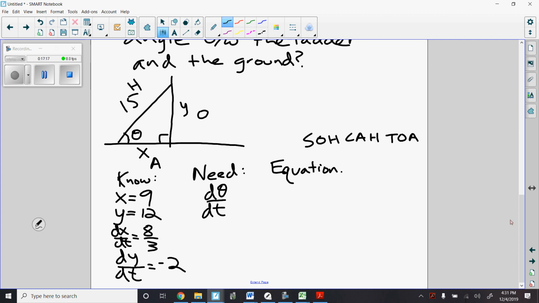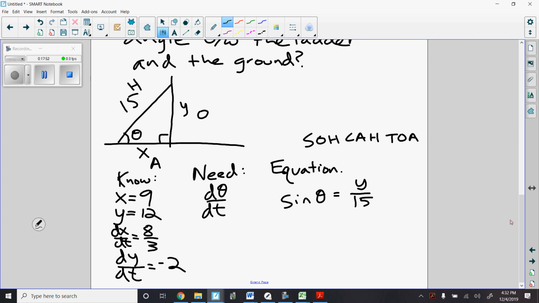Okay? So what I'm going to do is I'm going to write my equation. I'm going to use sine theta equals. So I know sine of theta equals opposite over hypotenuse. So that's y over 15. Because that 15 is a constant, I do not have to use the quotient rule.